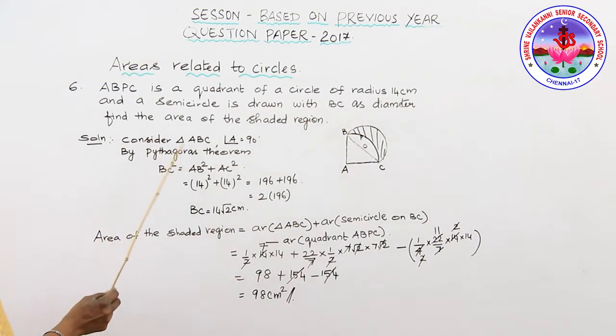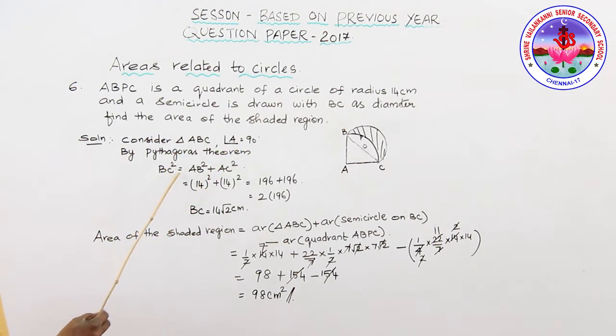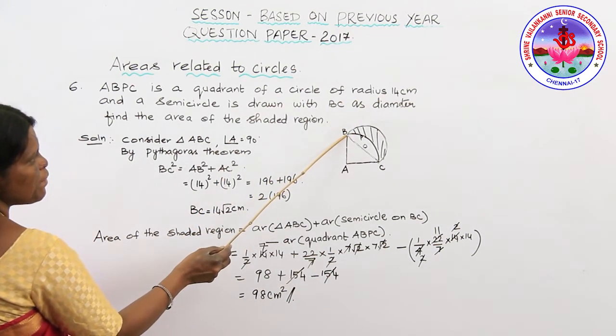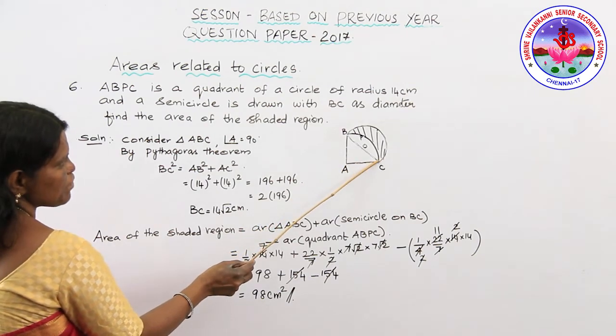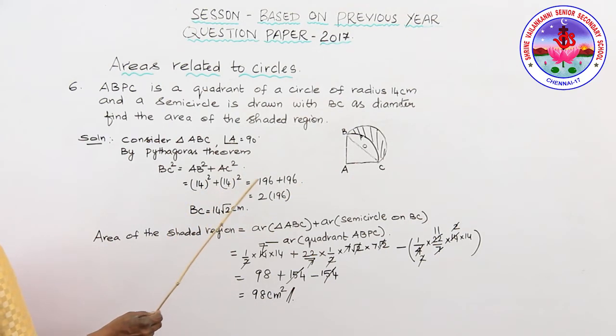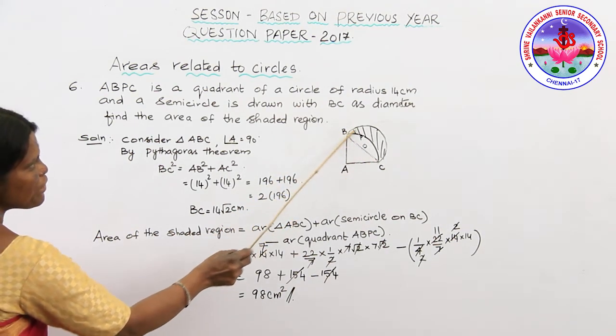Now coming to the solution, in triangle ABC, we know that angle A is 90 degrees. By Pythagoras theorem, hypotenuse square is equal to sum of the other two sides square, where it is given that the radius of the circle will be 14. So my AB is 14 and AC is 14, since it forms the radius of the same circle. I am writing 14 square plus 14 square, 196 plus 196. So I am having this as 2 into 196. So BC square is 2 into 196, BC is equal to square root of this. 196 take square root, it will be 14, and 2 I am writing as root 2. So I got BC as 14 root 2 centimeter, which will be the diameter of the circle.